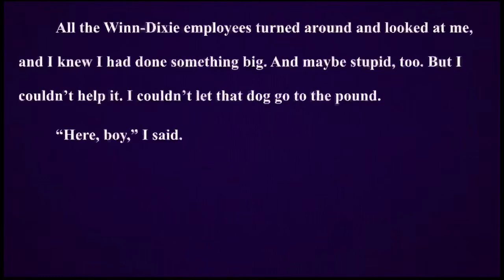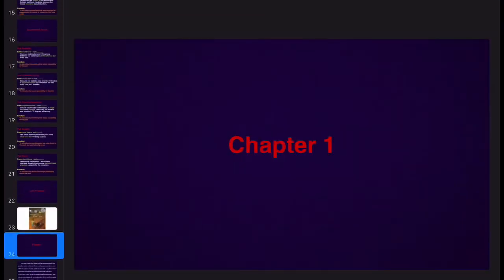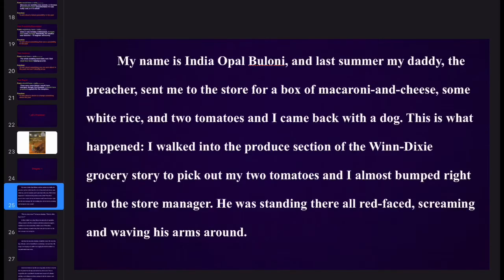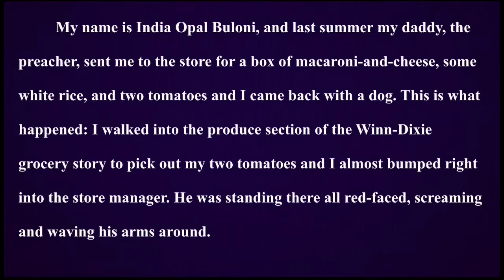"Here, boy," I said. All right, so let's go back to the beginning of this story and look at the different verb tenses that are being used. So my name is India Opal Bologna. Here they're using the present simple because she's talking in the present. So this is the beginning point of the story. So this is still true. And remember, we use the present simple for something that's generally true.